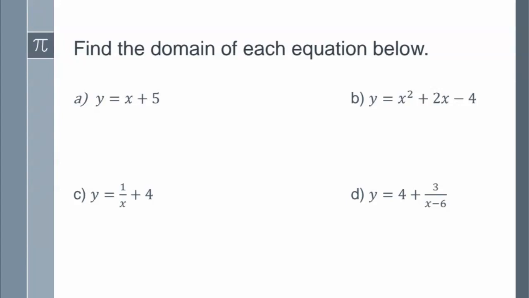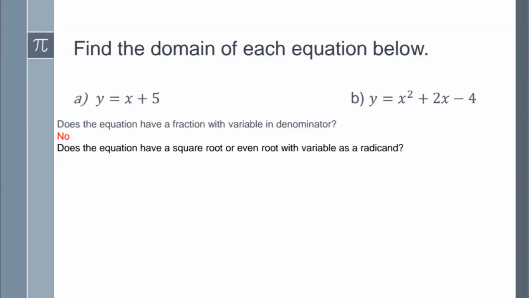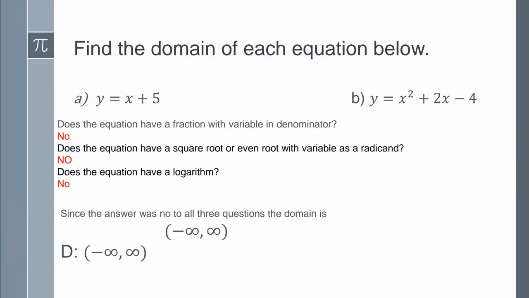So A has a domain, and the domain for A would be, again, I'm getting ahead of myself. I'm answering all the questions before I put them on there for you. But if you see A has none of these, then it has no restrictions. So the answer for the domain is all real values for x. So again, in interval notation it is from negative infinity to positive infinity.